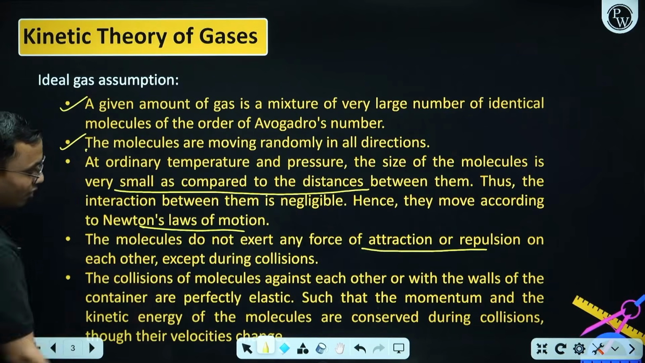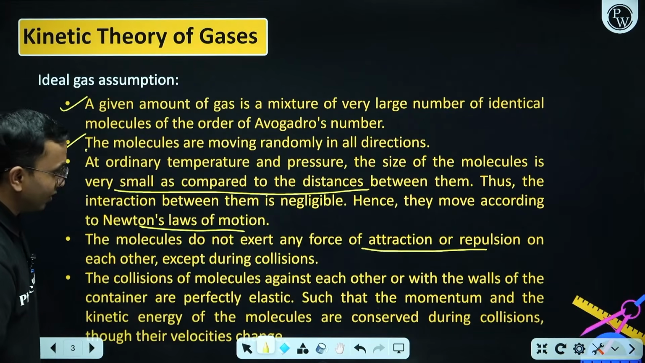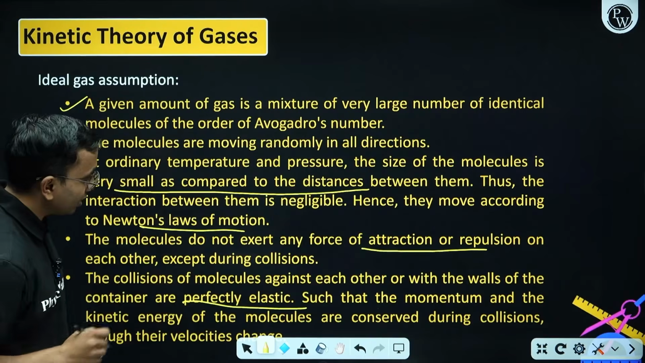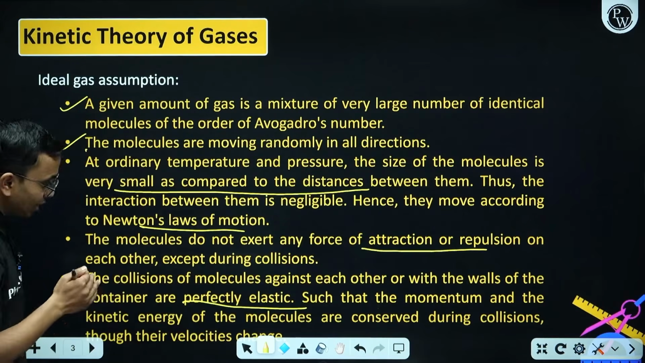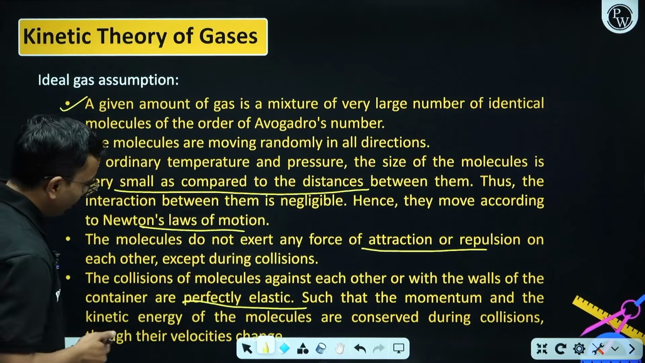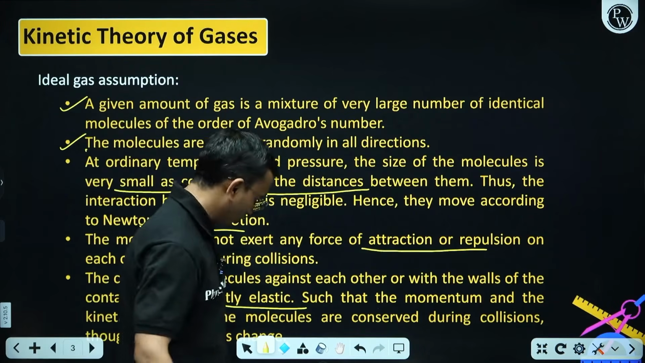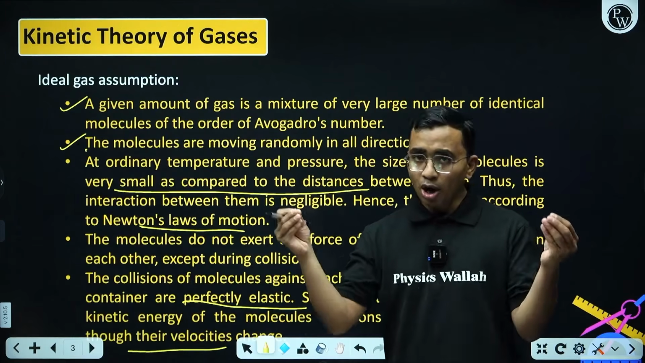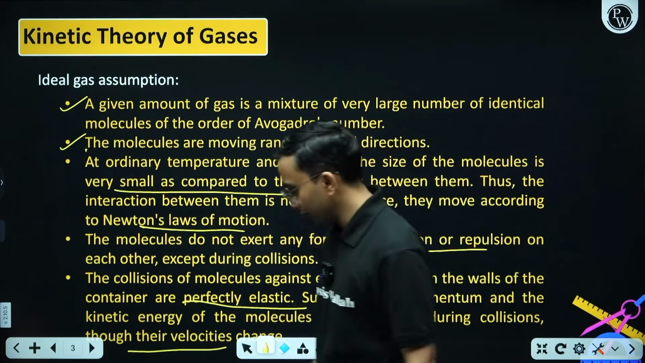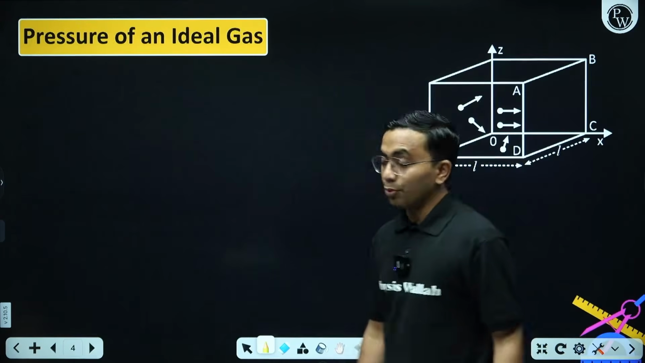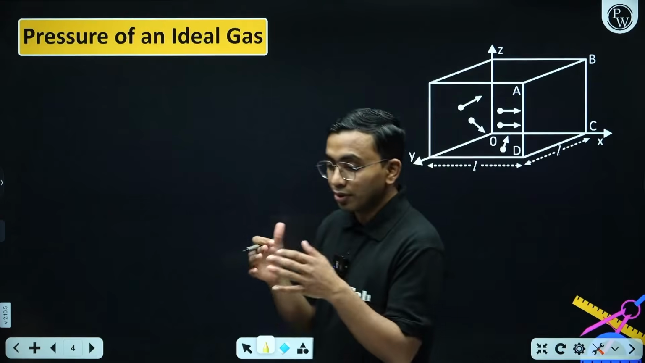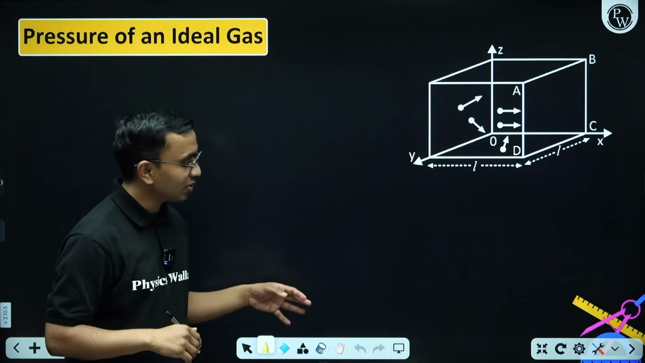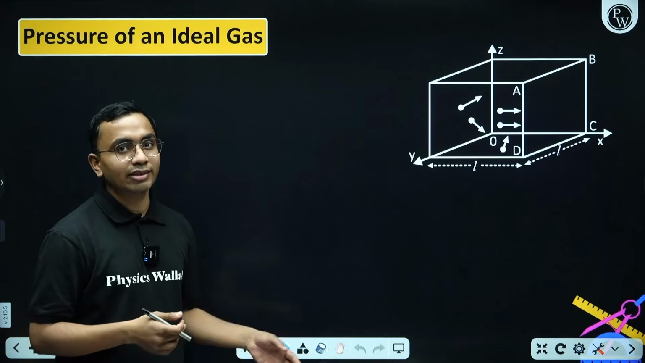Then the collisions of molecules against each other or with the wall of the container are perfectly elastic. There is no energy loss in that, such that the momentum and the kinetic energy of the molecules are conserved during collision, though the velocities change. Okay, so the collision is perfectly elastic. So if there is a collision with the wall of the container or between 2 molecules, that is perfectly elastic. So these are the assumptions. Now let us try to derive the pressure equation, okay, for a gas in terms of the speed of the gas, considering all these assumptions.